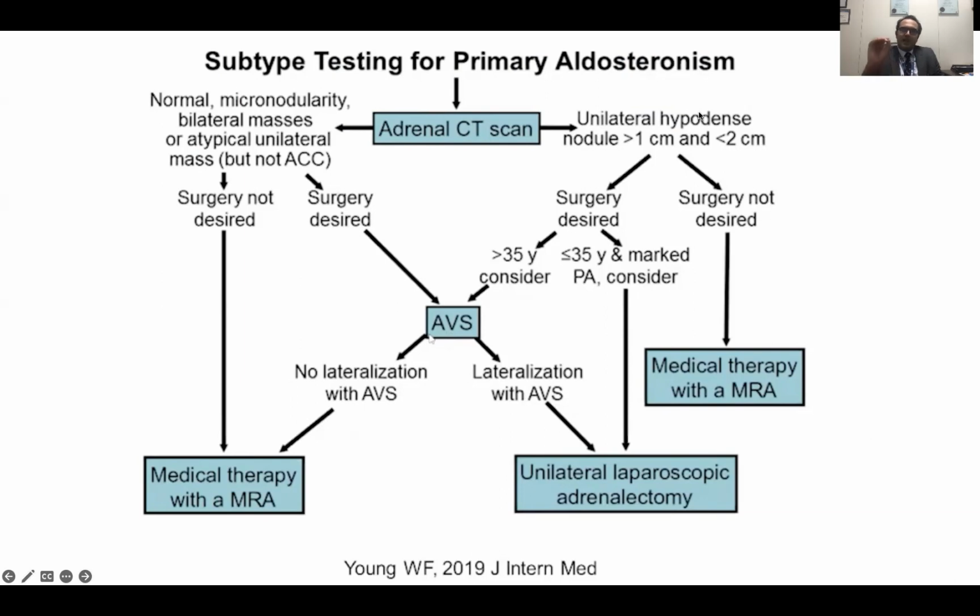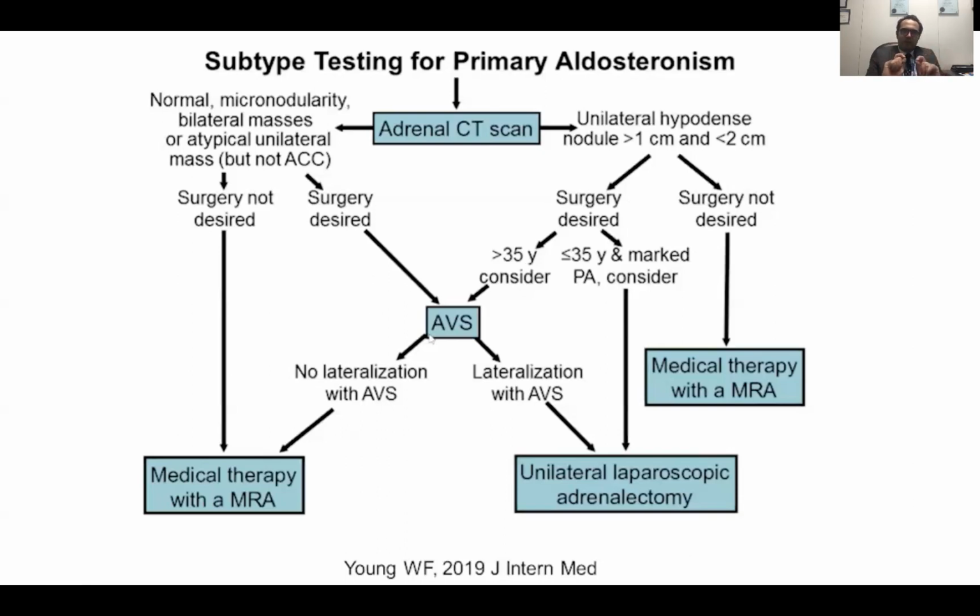If the patient has a hypodense nodule which is more than 1 centimeter and less than 2 centimeters, this is very typical of aldosterone producing adenoma. But even if the patient desires surgery, if the patient is more than 35 years of age, you need AVS because you have to be sure that this is not an incidentaloma. But if the patient is less than 35, there's marked primary aldosteronism, and the size is 1 to 2 centimeter, you can directly go to unilateral laparoscopic adrenalectomy.